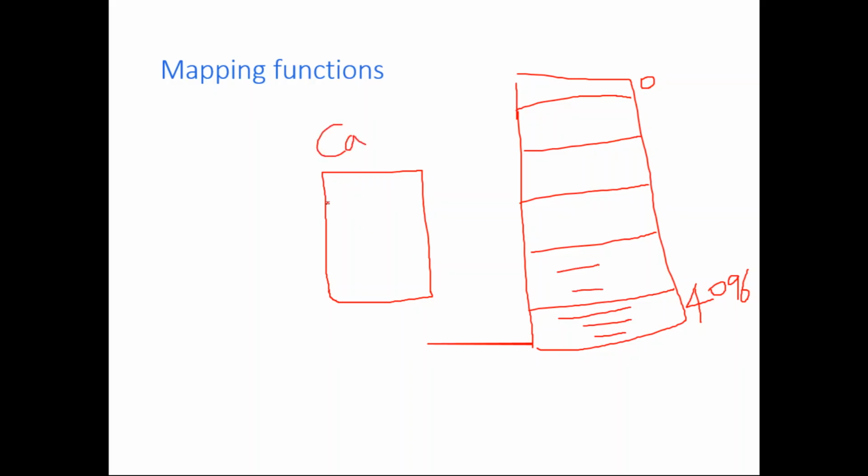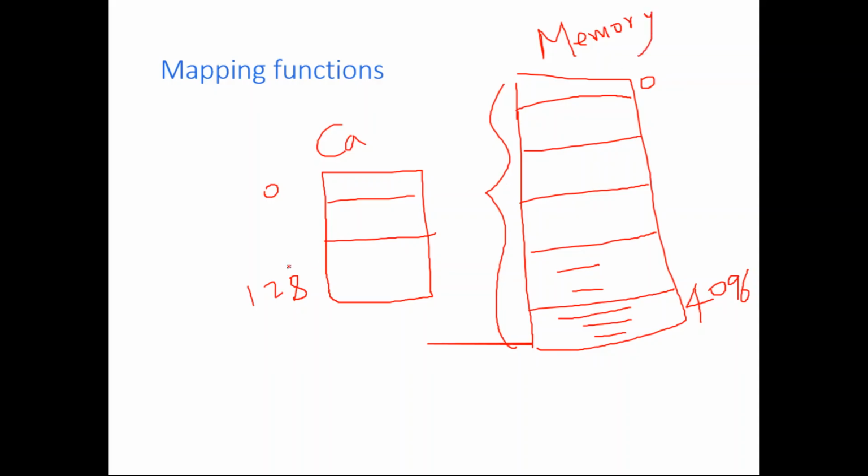Assume that the cache memory can hold a maximum of 128 blocks, 0 to 127. Then at any time cache memory can hold any of these 128 blocks. That is, from the main memory you have 4096 blocks, and out of these 4096 blocks, it can hold any 128 blocks.